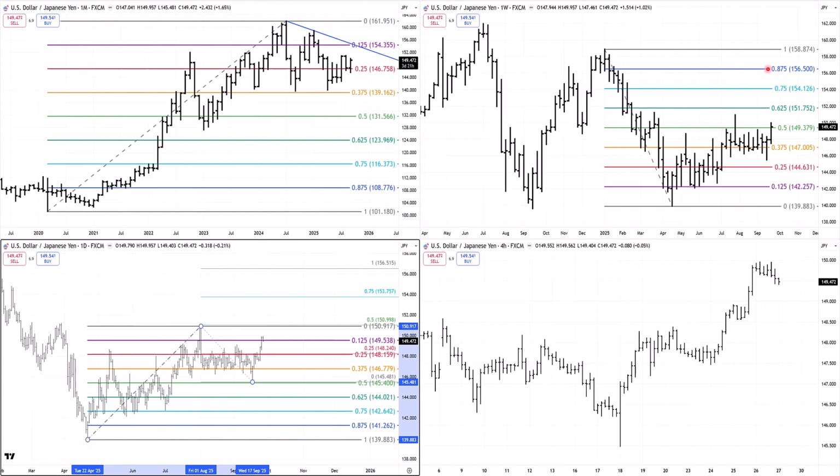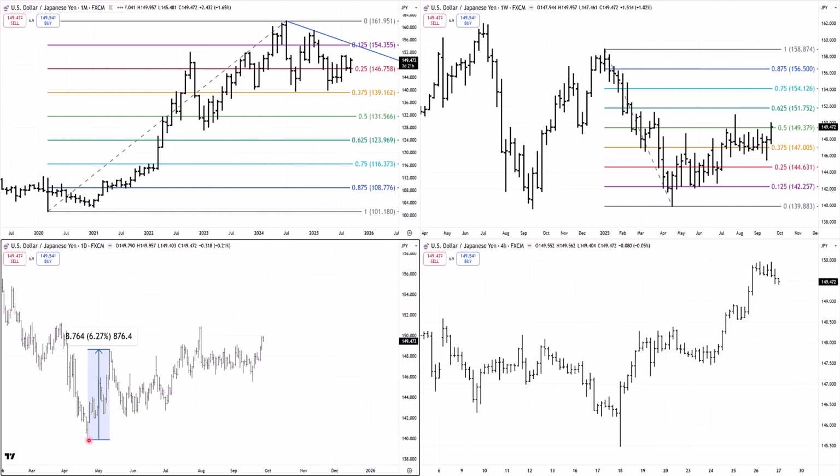But having a little bit more of a look at it this week, I did pick up something very interesting that I want to share with you. Have a look at this range here from our April low. That was 8.76 or 876.4 ticks, as you see here. So that was the first move that the US dollar yen made from that low.